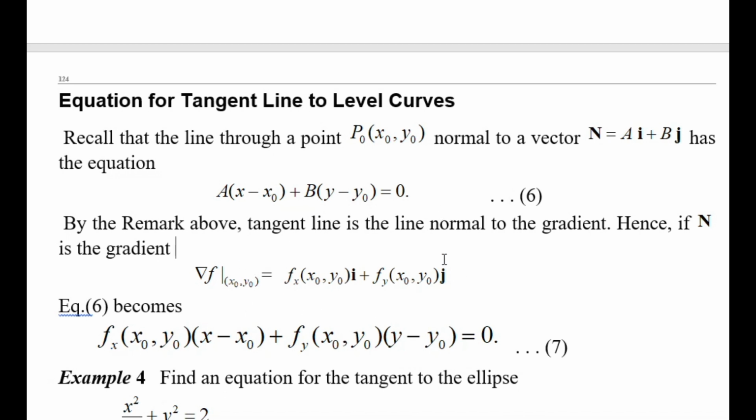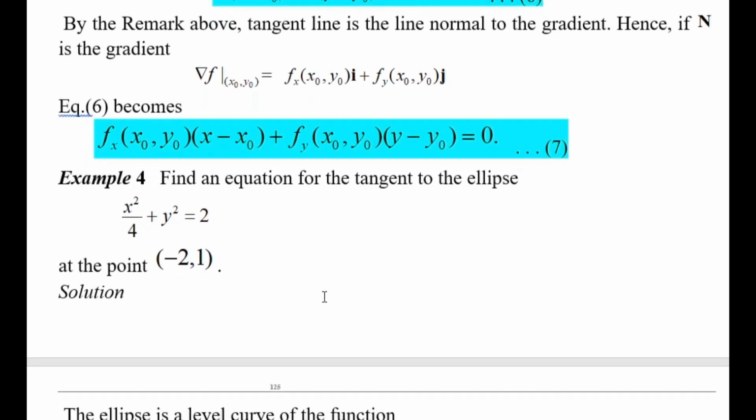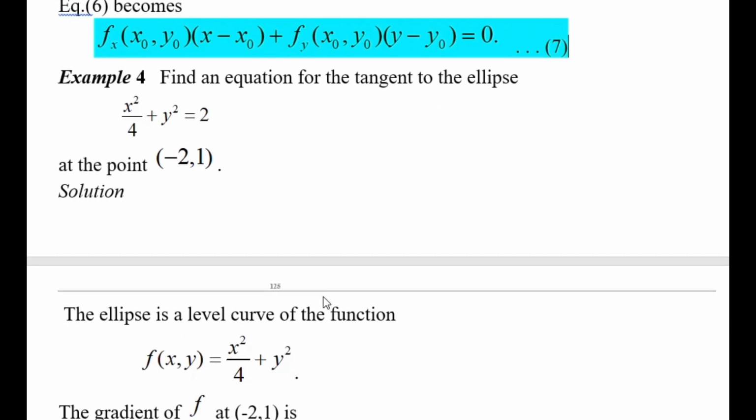So using this, equation number 6 becomes fx evaluated at (x0, y0) times (x minus x0) plus fy evaluated at (x0, y0) times (y minus y0) is equal to 0. This is the equation of the tangent line. Now we consider some examples based on this formula.